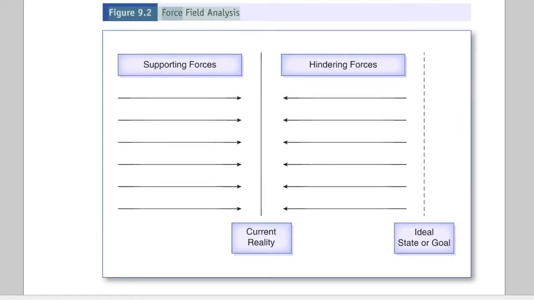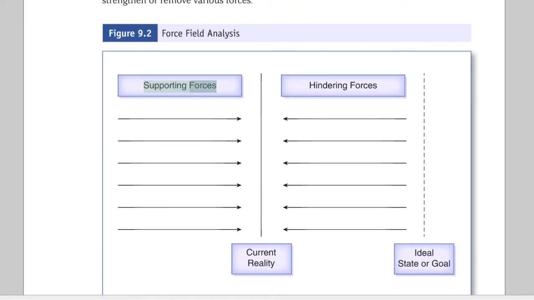Figure 9.2 Force Field Analysis. Supporting forces. Current reality. Ideal state or goal. Hindering forces. Working in teams.